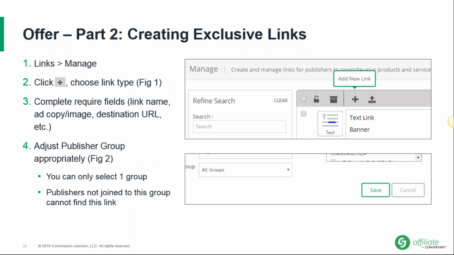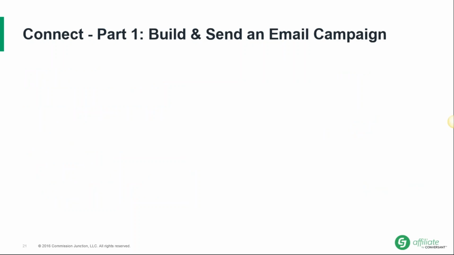Your groups are all set. Your links and program terms are built and ready. Let's move on to step 3, connect and roll it out. Now, your publishers are in specific groups. You can now use the Email Campaigns Builder to send targeted communications to each of them. So to do that, head to Mail, Email Campaigns page, and click Create New Campaign.